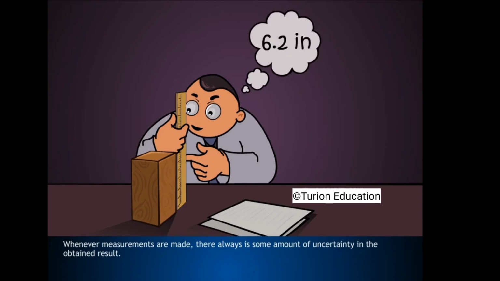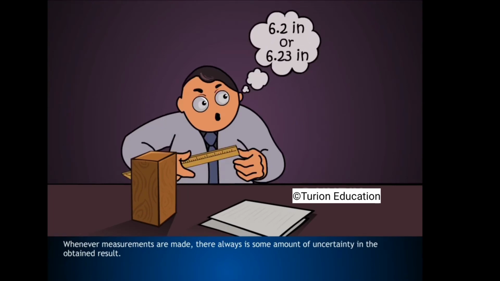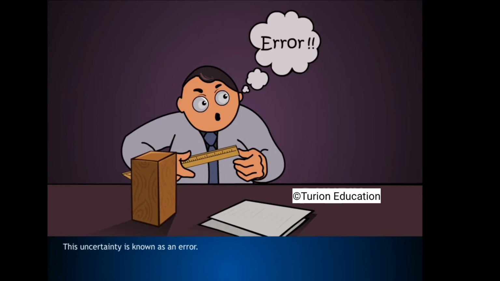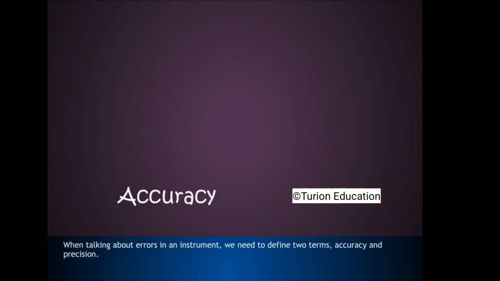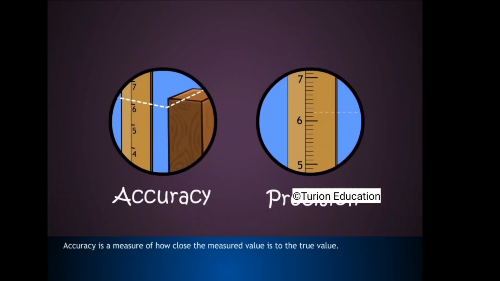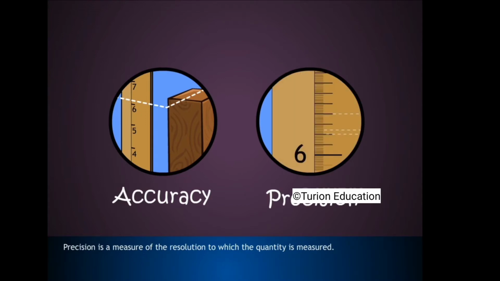Precision of instruments and errors in measurement. Whenever measurements are made, there always is some amount of uncertainty in the obtained result. This uncertainty is known as an error. When talking about errors in an instrument, we need to define two terms, accuracy and precision. Accuracy is a measure of how close the measured value is to the true value. Precision is a measure of the resolution to which the quantity is measured.